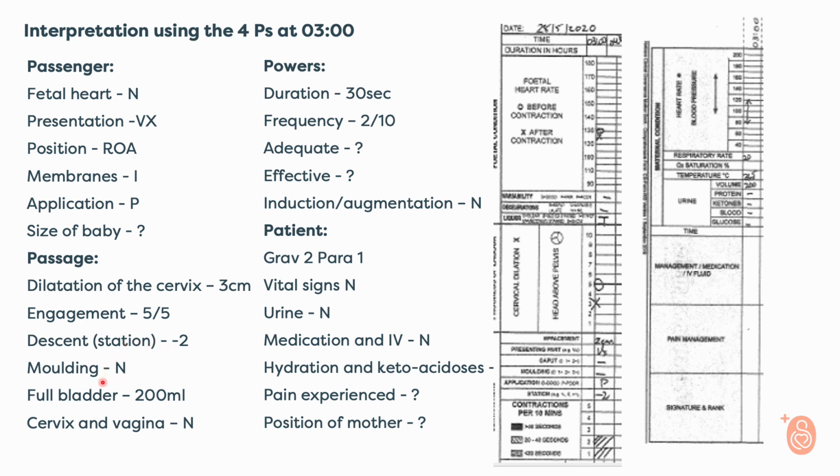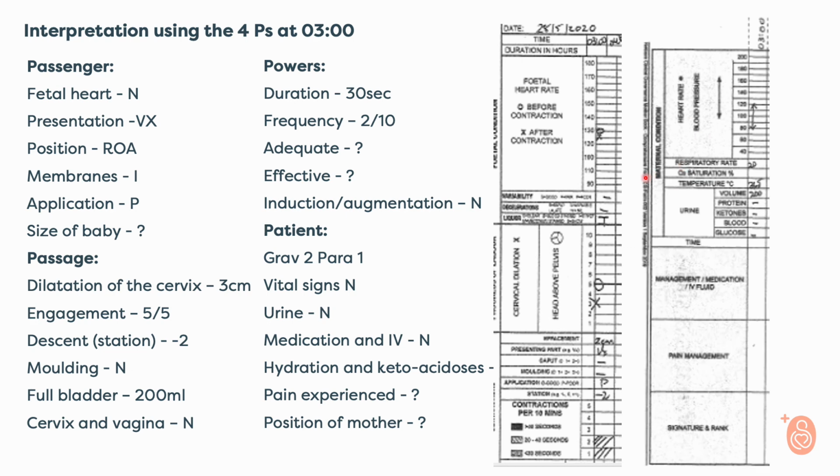There's no molding yet, and we see that there's 200 milliliters. The patient has passed 200 milliliters urine, so we need to make sure about whether there is a full bladder or not as she progresses. We don't know when last she has passed urine, so we must make sure that the bladder is empty. Okay, and in this case also the cervix and the vagina seem to be normal.